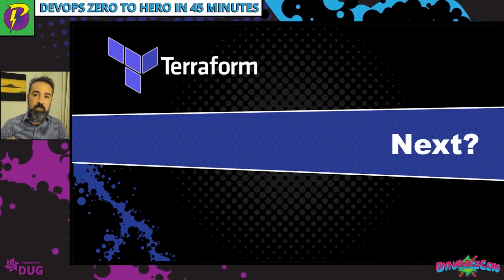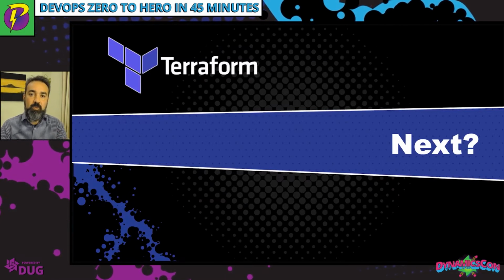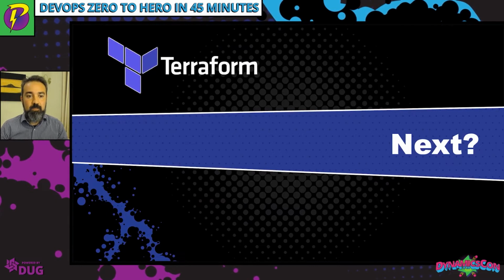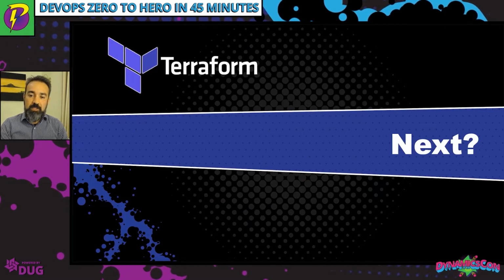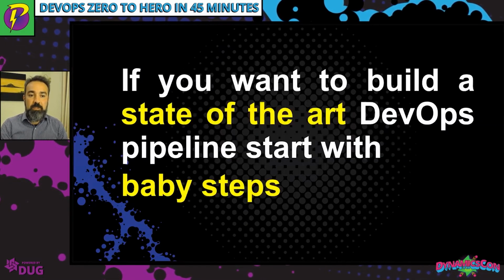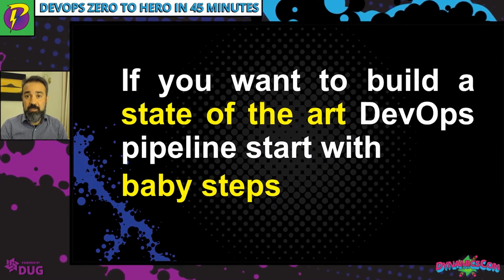So most of the time you need to implement some Azure infrastructure, and you need to complement that with the Dynamics or the Power Platform solution that you've got. And today we're going to see how we can manage both of those in a DevOps pipeline. So my message for today is this. If you want to build a state-of-the-art DevOps pipeline, it starts with baby steps.